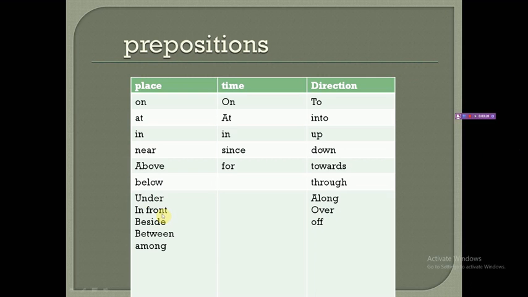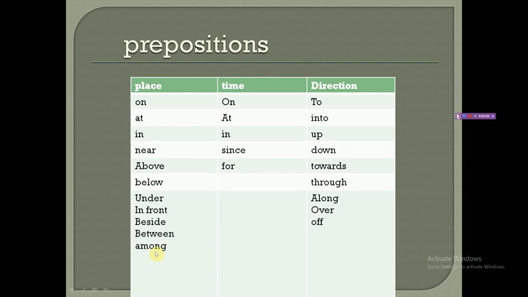In front of. Relatively in front position. For example, we used to play cricket in front of the school. Beside is by the side of. For example, he is sitting beside me. Between, for example, in the middle of two persons. Suppose I am sitting between Ram and Sham. It means to my right there is Ram, and to my left there is Sham. So I am sitting between Ram and Sham.